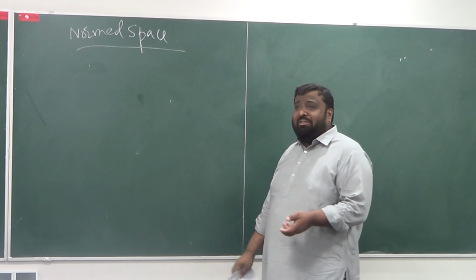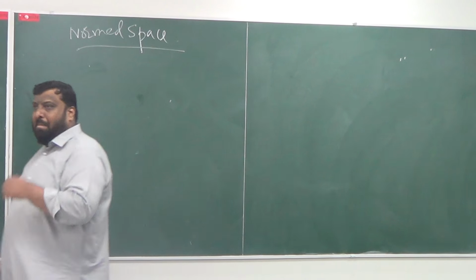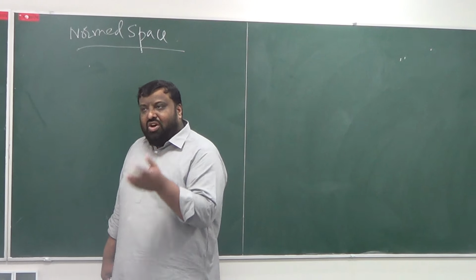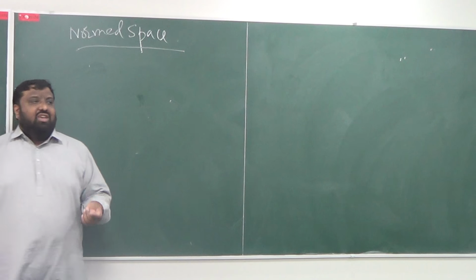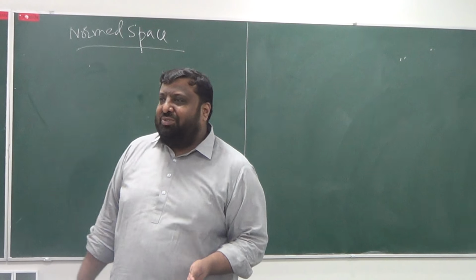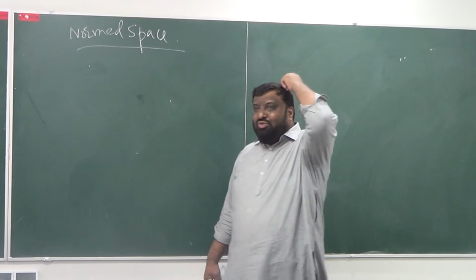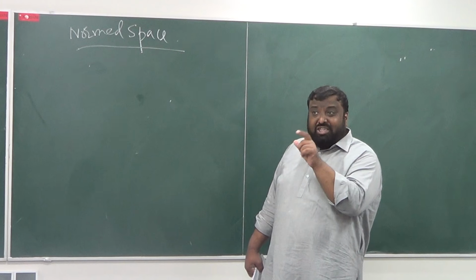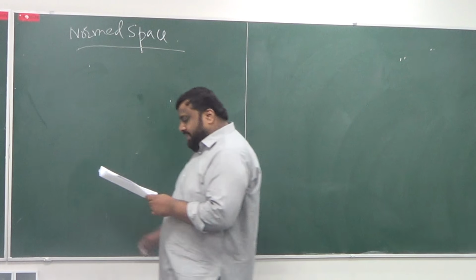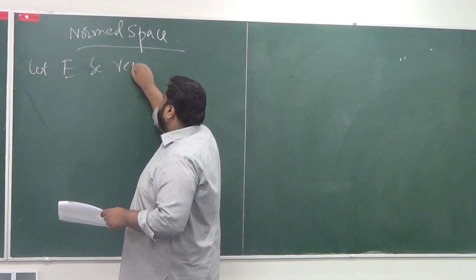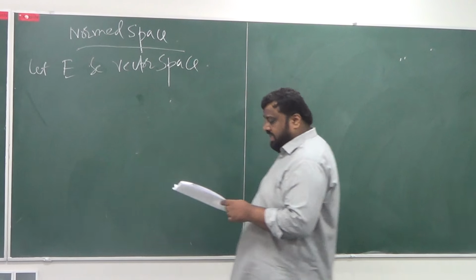So it's called a norm, a fashion to calculate the size of elements of a vector space. You may choose your fashion to compute the size of elements of a vector space, but that fashion must have some properties. So what's a normed space? Let E be a linear space, or a vector space.